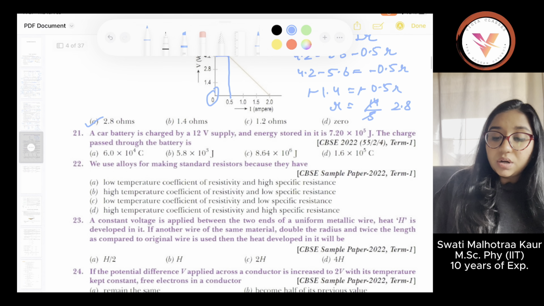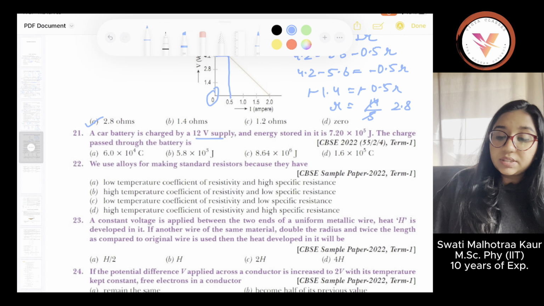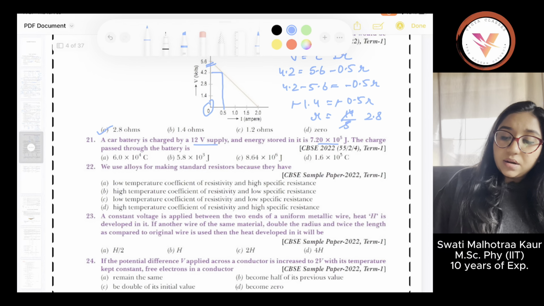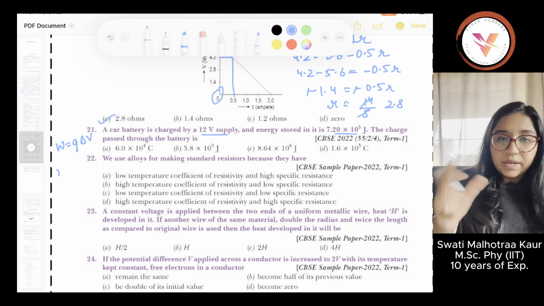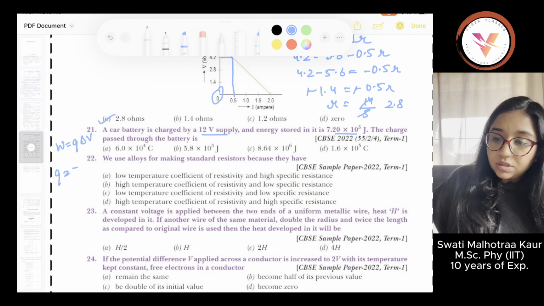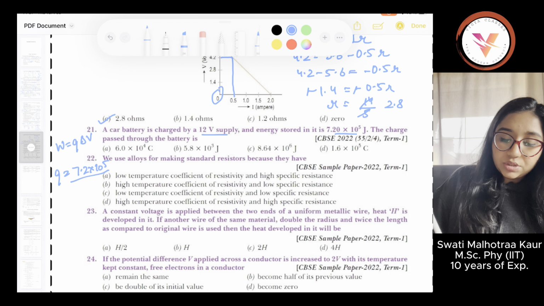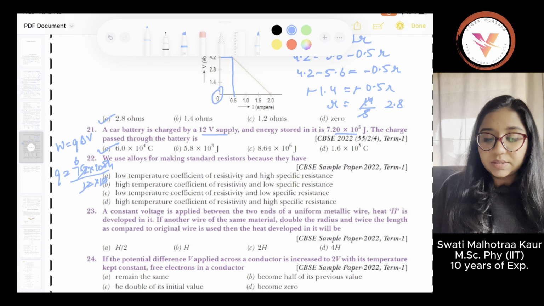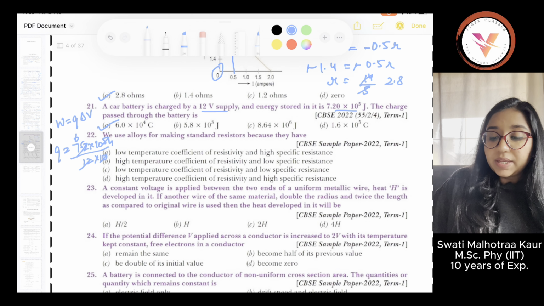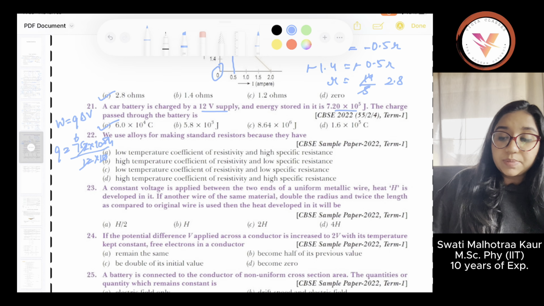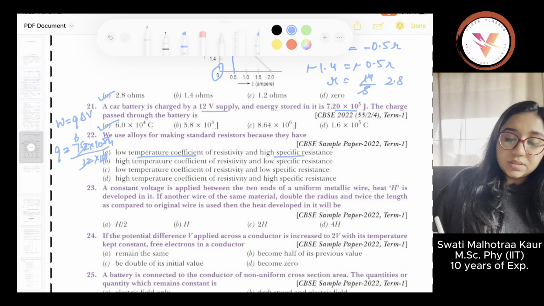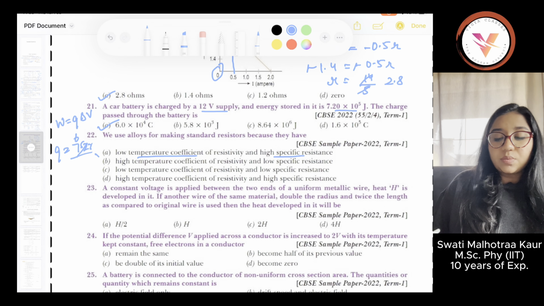A car battery is charged by a 12 volt supply. The energy stored in the battery, the charge passed through the battery is... Energy is given, but we know that work done is equal to charge into ΔV. So charge is basically work divided by potential, and you can take the work as the energy. Potential is 12. So it comes to 6 into 10 raised to the power 4 coulomb. A is the appropriate answer. We use alloy for making standard resistance because they have low temperature coefficient of resistivity and high specific resistance. Just remember this. So that is the correct one.